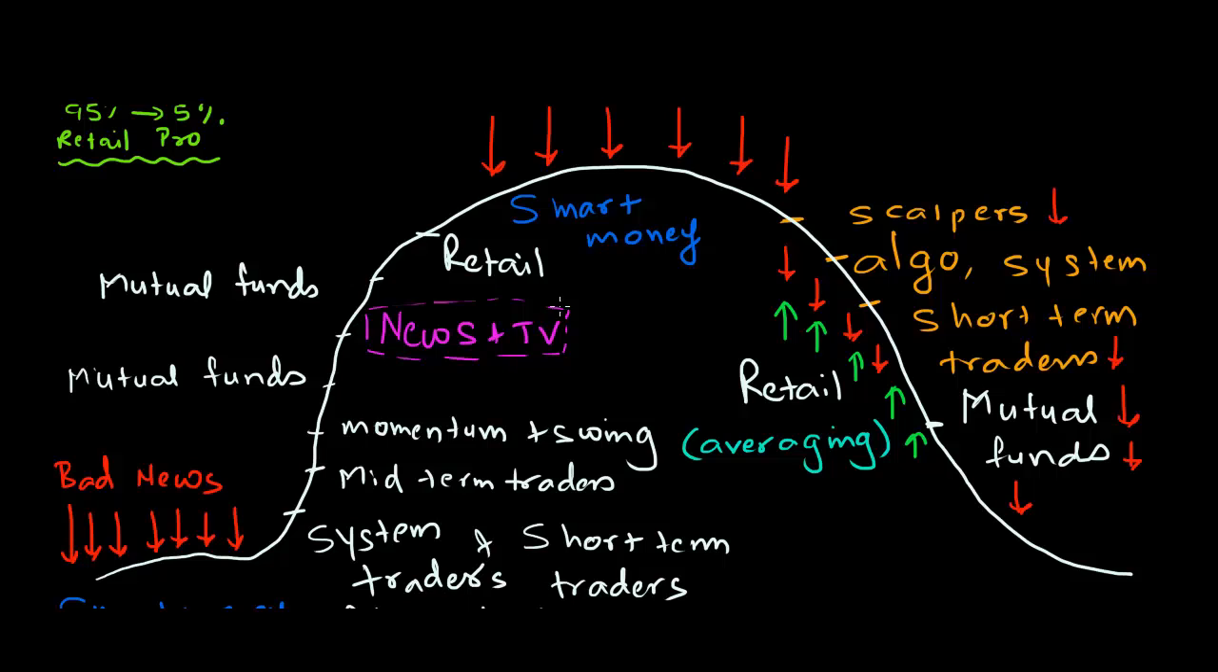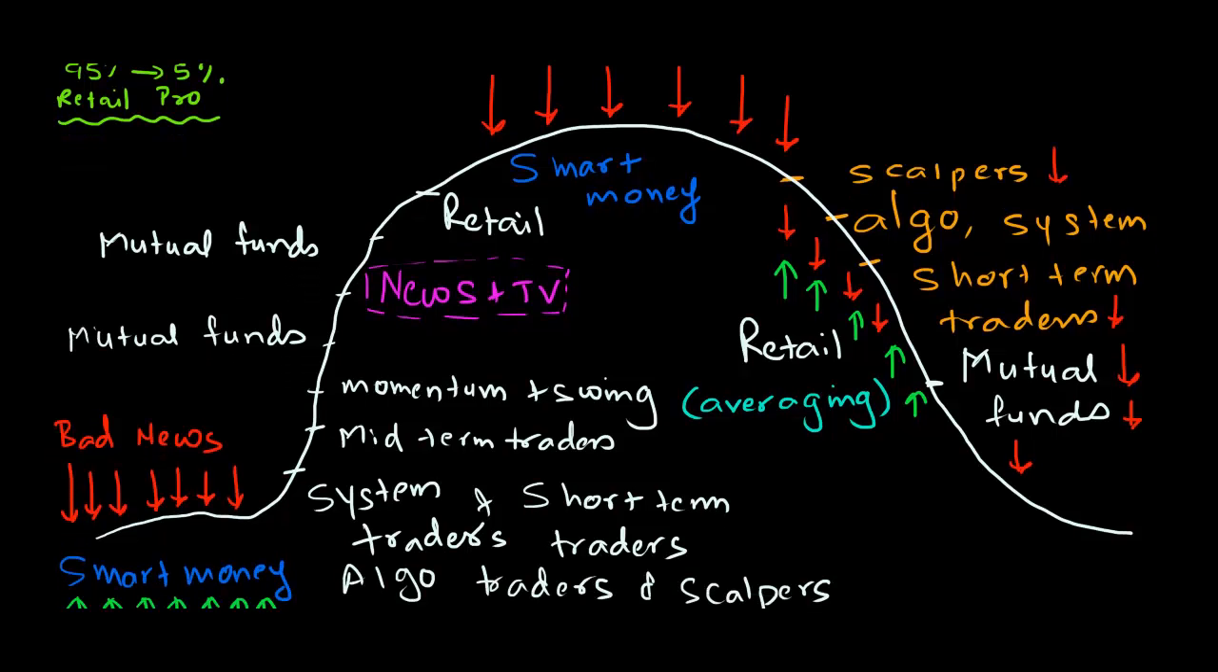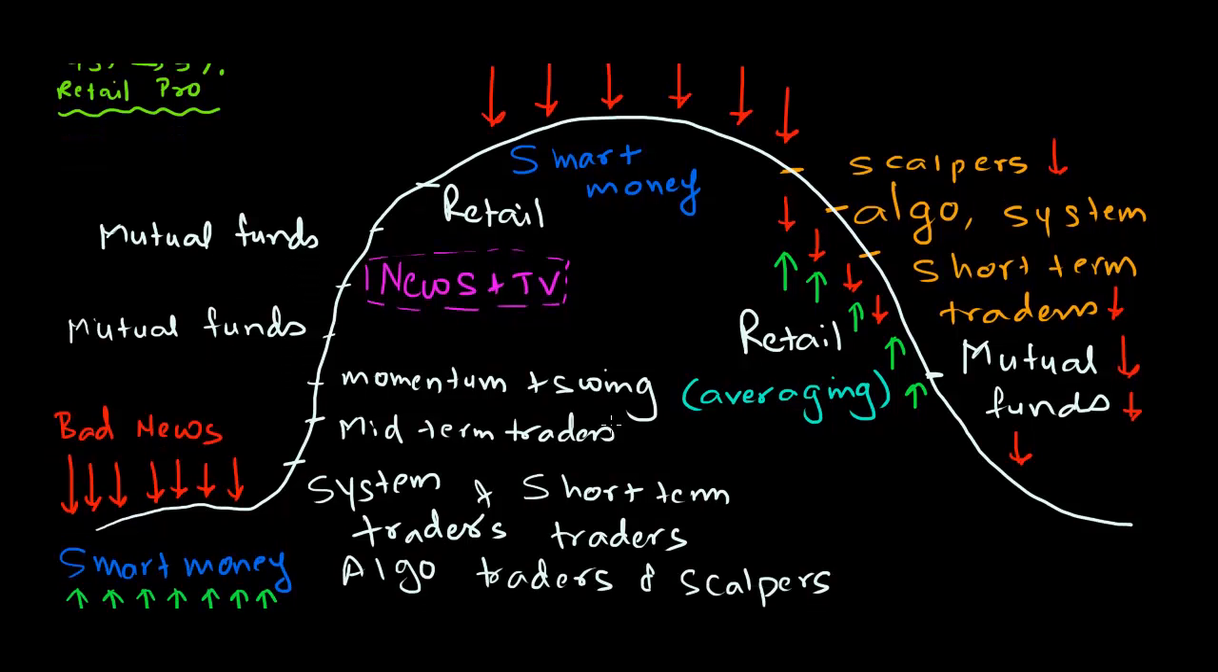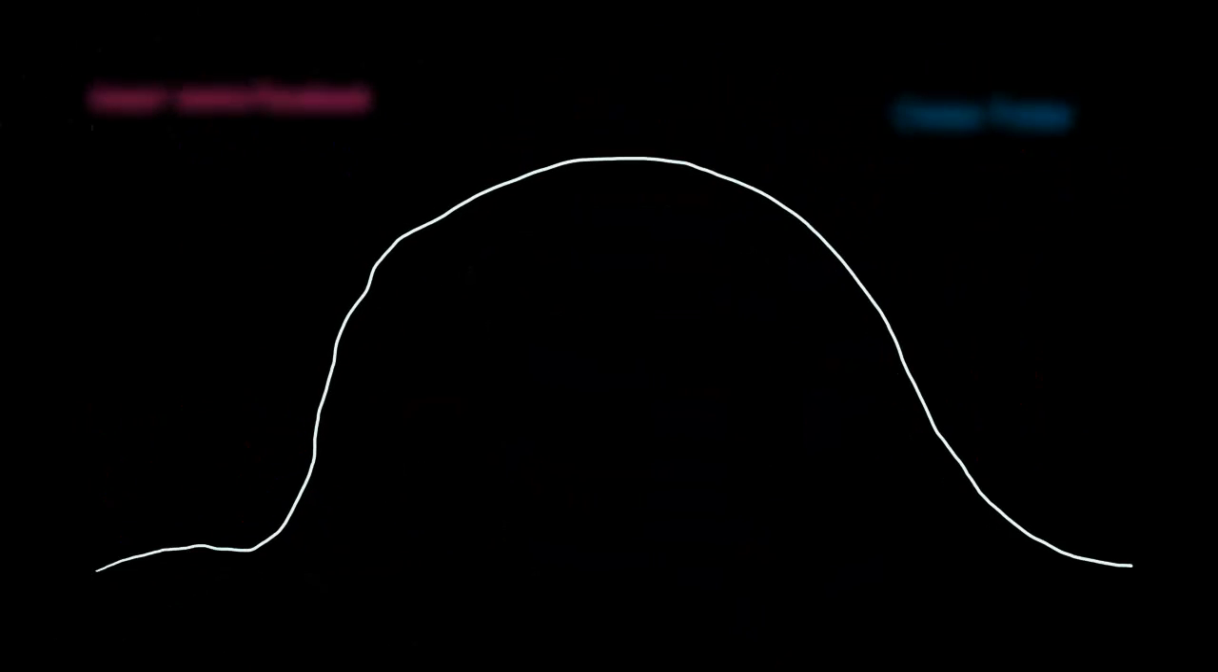So where do retail people always buy? They always buy here. Where do they sell? They start selling here. Where do professionals buy? They buy here. Where do professionals sell? They sell here. And this is the way I would like to explain the Dow theory, or a fusion Dow theory. So very quickly, let us understand it one more time.